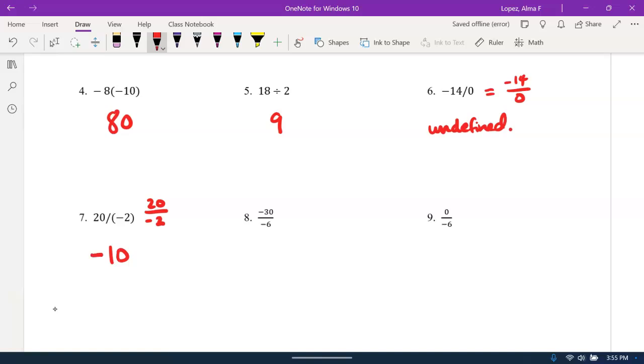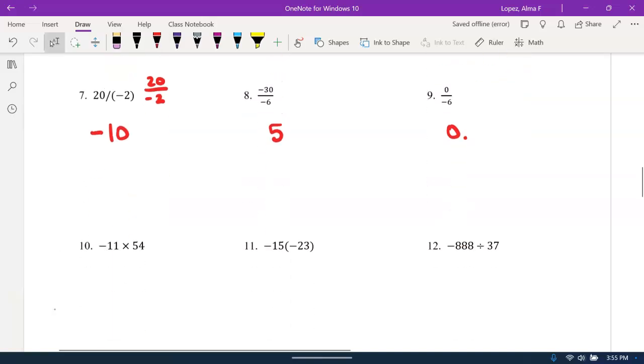I'm not going to spend a lot of time on the arithmetic because we've already gone over that. And again, part of it is knowing those times tables. 30 divided by 6 is 5, and because we've got the same signs, positive 5. 0 divided by 6, that's one of our definitions. 0 divided by any number is 0.